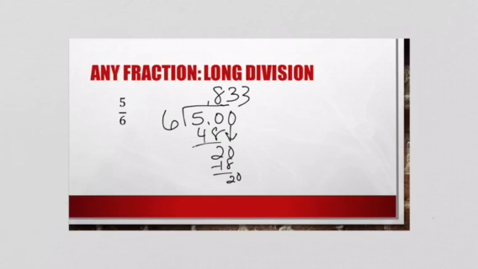Oh look, it looks like it keeps going over and over again. So we'll just have a bunch of 3's. So this is what's known as a repeating decimal because it repeats. And your answer is 0.83, and we put a line just over the 3 because the 3 is repeating.